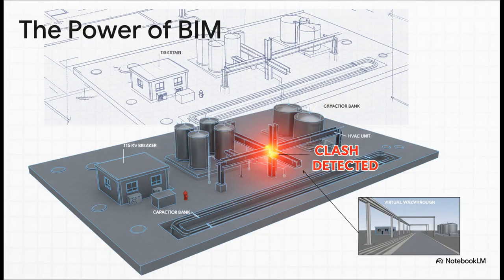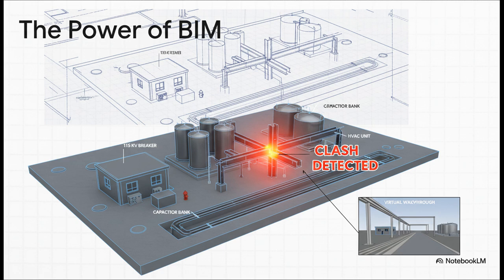And the power you get from this is just immense. You can digitally stack all those layers we talked about, the civil, the mechanical, the electrical, and then run something called clash detection. That's where the computer finds problems for you, like, hey, you've got a pipe trying to run right through a steel beam here. You can simulate how the plant will operate. You can even take virtual walkthroughs of the entire site. The point is, you catch these super expensive mistakes on a computer screen long before any money is wasted building them for real.